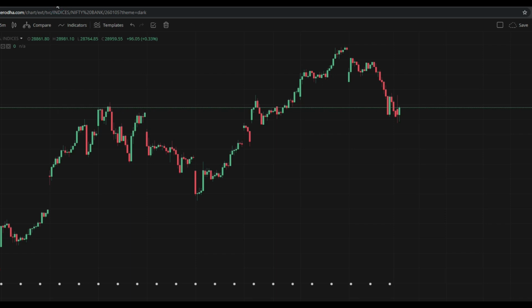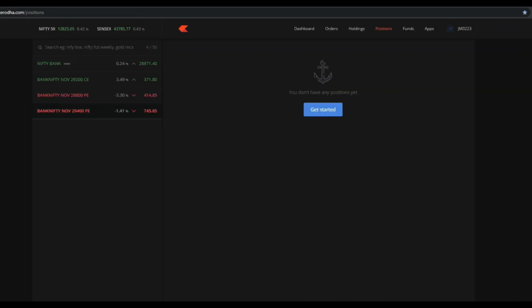Okay, I'm seeing that there is a probability of the market going up. So I will try to see if I can take the trade for shorting 28,800 PE. Basically, I am an option seller, so I will short in the opposite direction. If the market goes up, usually a buyer will buy a call option, but the seller will short the put option. That's one of the differences.